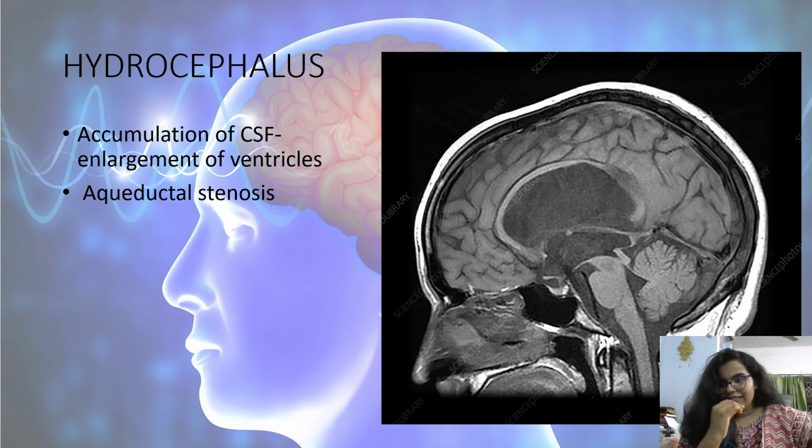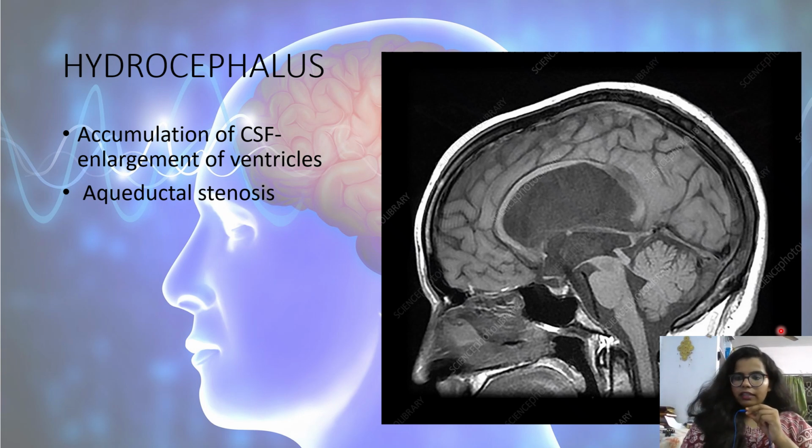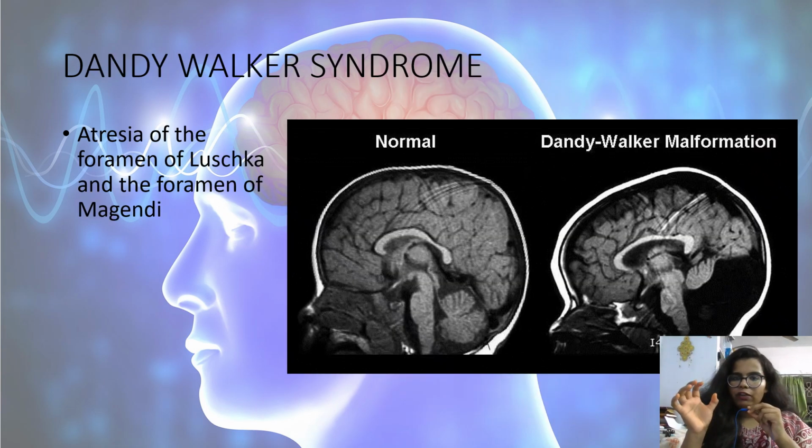of the CSF. Where is this accumulation? It's not able to go from the third ventricle into the fourth ventricle, so the accumulation is in the third ventricle. There is a dilatation of the third ventricle, and that leads to the formation of aqueductal stenosis. Mostly it is a congenital one. You can see in the image that there is an accumulation of CSF in the ventricle. Next, we'll go to Dandy-Walker syndrome.